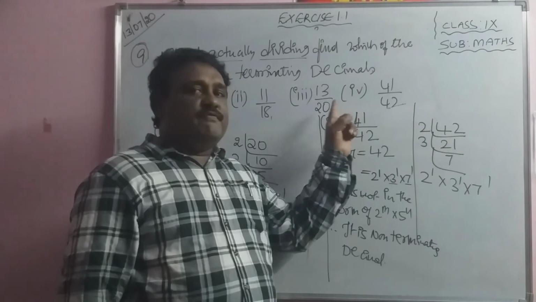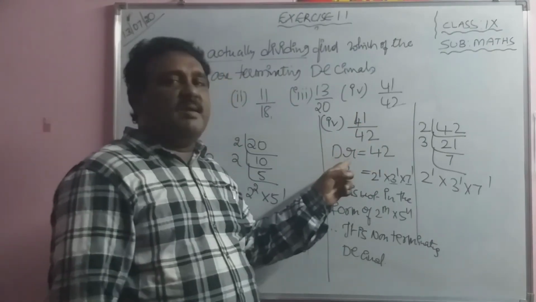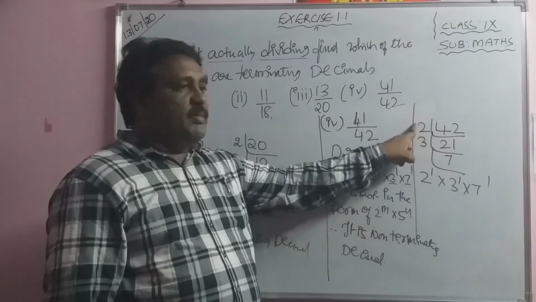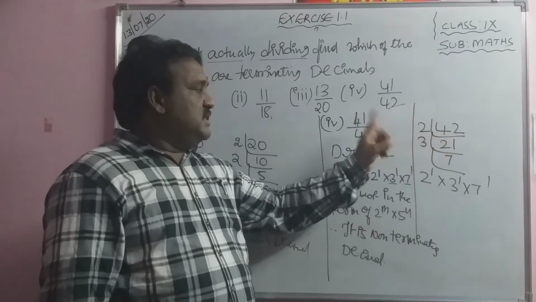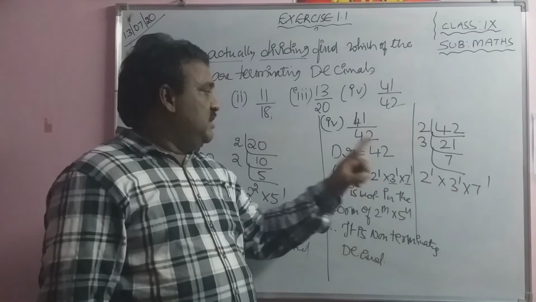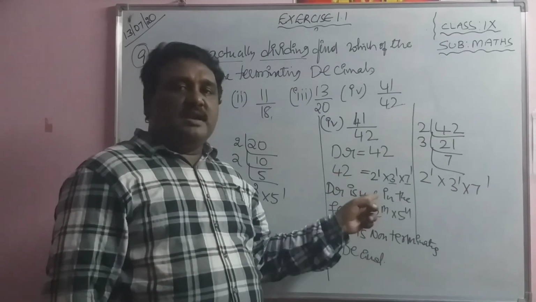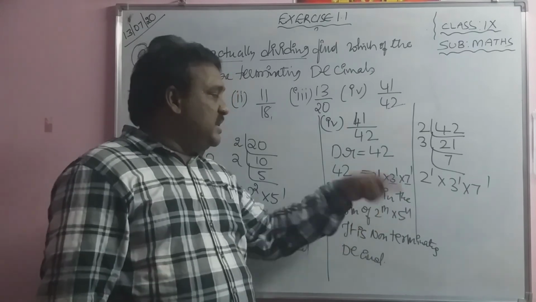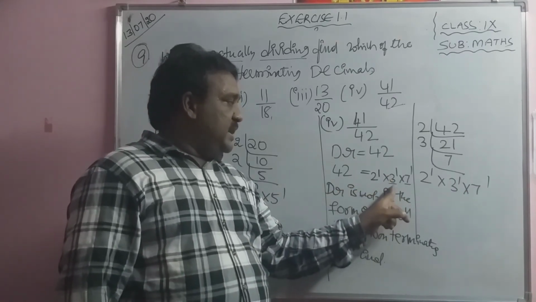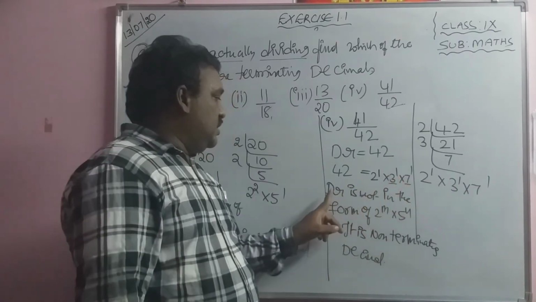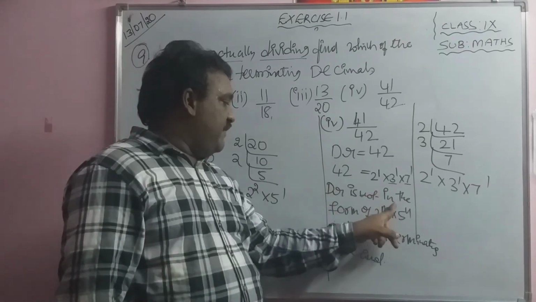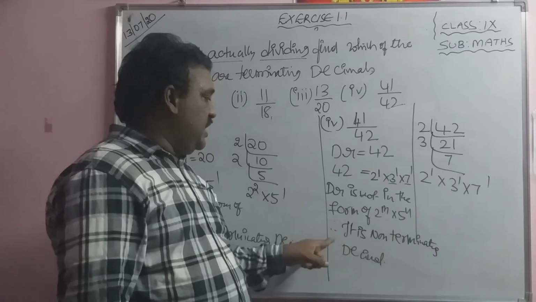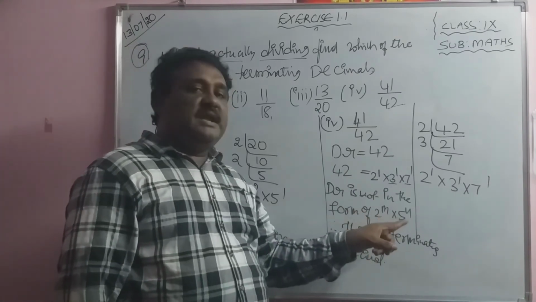See the fourth one, 41 by 42. Denominator is 42. Do the rough work for 42. 2 how many times? 21 times. 3 how many times? 7 times. What we get? 2 power 1 into 3 power 1 into 7 power 1. So which numbers not okay? 3 not okay, 7 not okay. So denominator is not in the form of 2 power m into 5 power n. Therefore, it is non-terminating decimal.